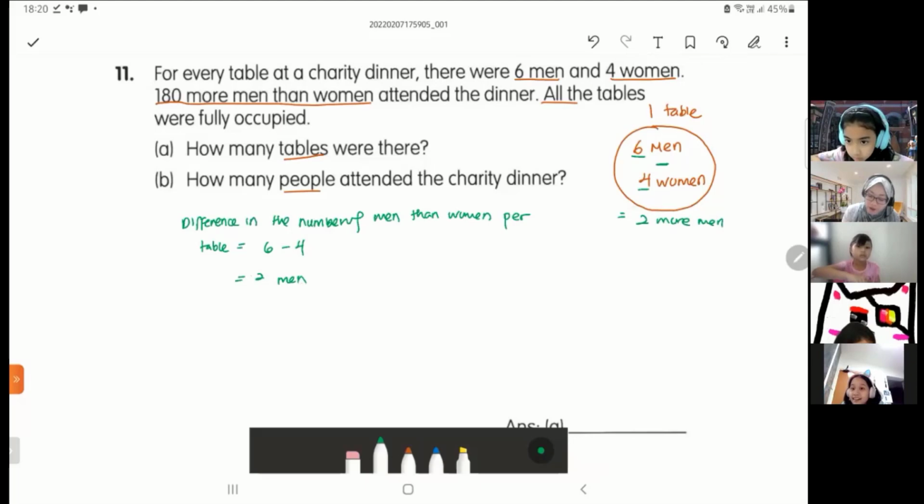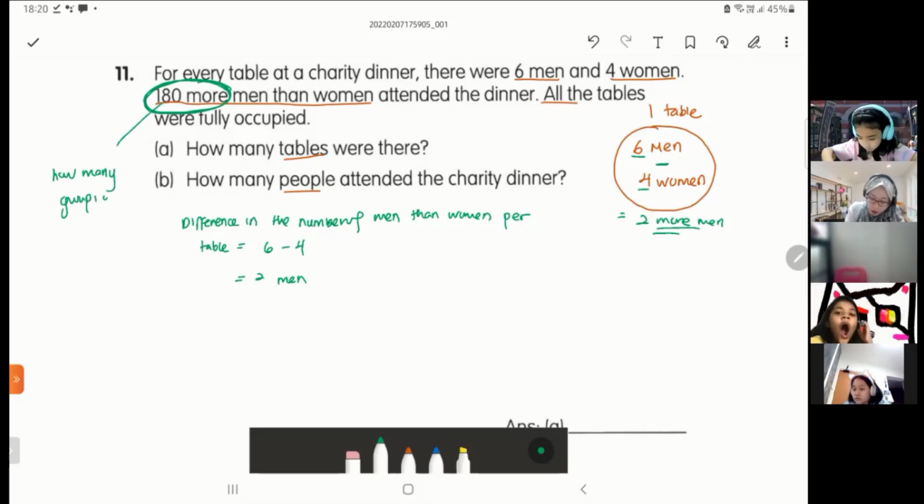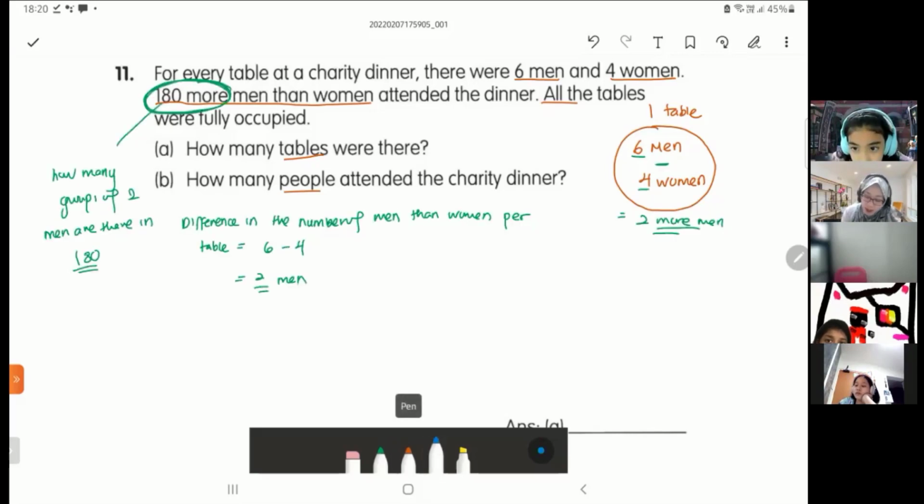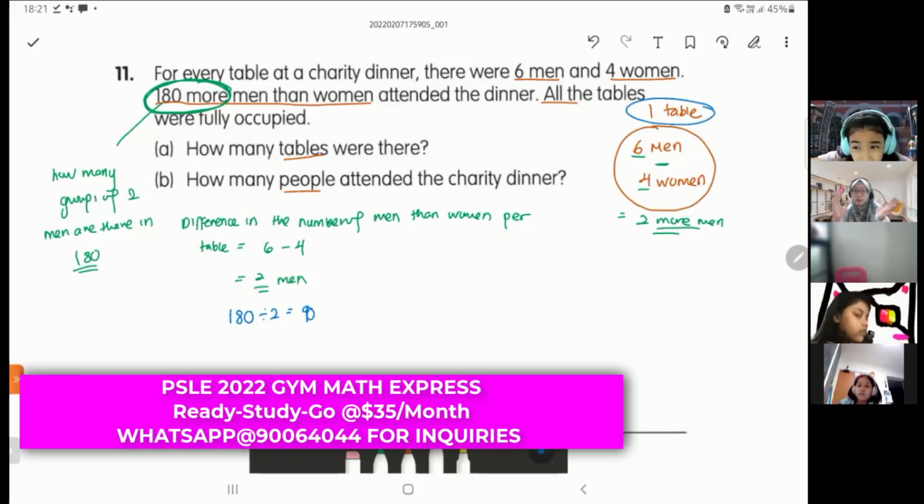All right. Then we know that there are 2 more men per table, and when I compare the total, I know that there are a total of 180 more men than women. So I want to ask myself, how many groups of 2 men are there in 180? That's my question. Okay, so I take 180 divided by 2 equals 90. So there are 90 groups of men, which means there are 90 tables. One group is one table, okay?